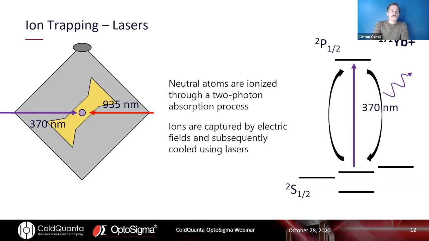And lastly, I mentioned this 935 as a repump wavelength. Sometimes the ion will decay from this 2P1/2 state into an energy level that's not shown here, which is outside this manifold. And so we need this 935 to repump the atom back into this manifold to continue the cycling transition.